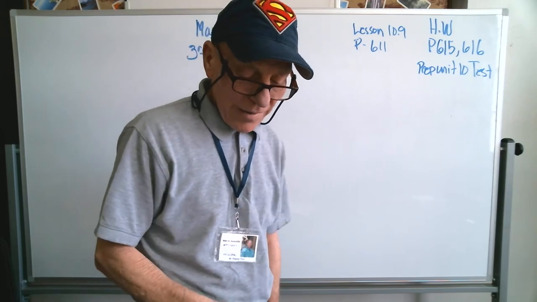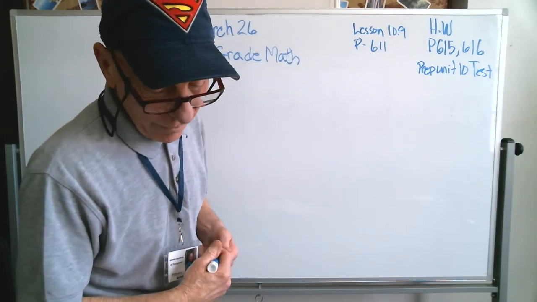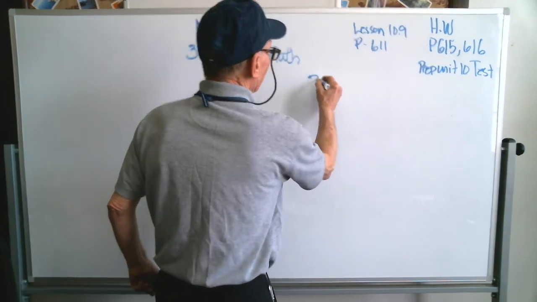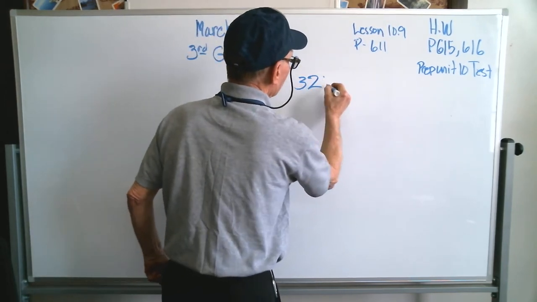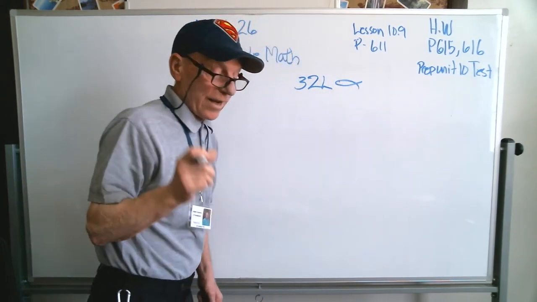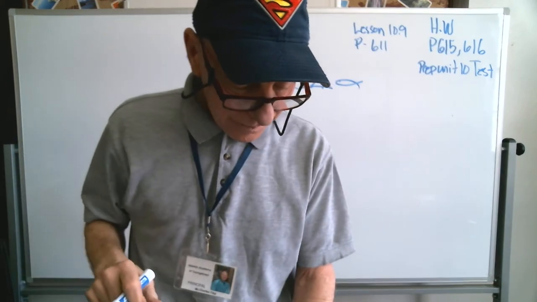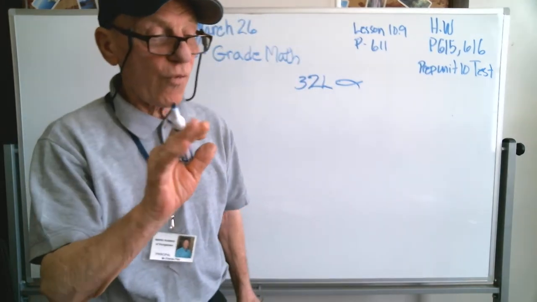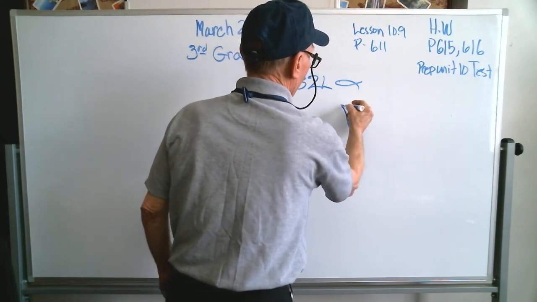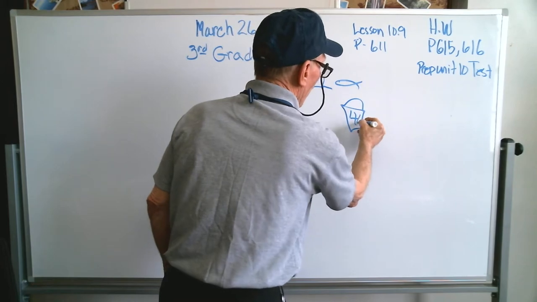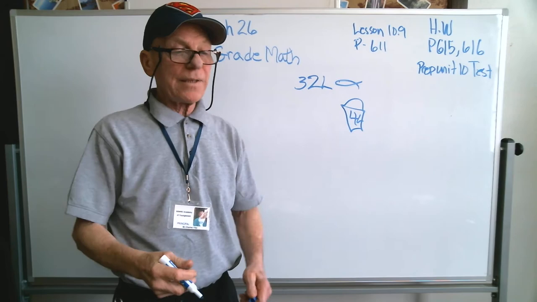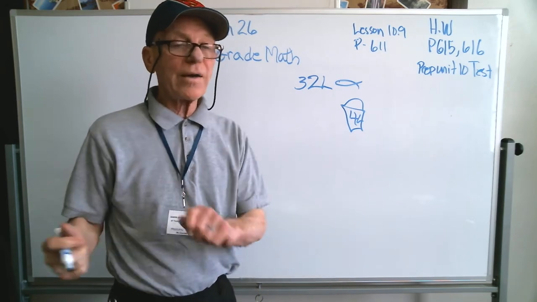Down at the bottom, try this. It says use a bar model to solve. Rawls' fish tank contains 32 liters of water. Okay, so there's 32 liters in his fish tank. He empties it with a bucket that holds 4 liters. So now he's got a bucket that holds 4 liters. So you've got 32 liters in the big tank. You got a bucket that can take 4 of them out at a time.